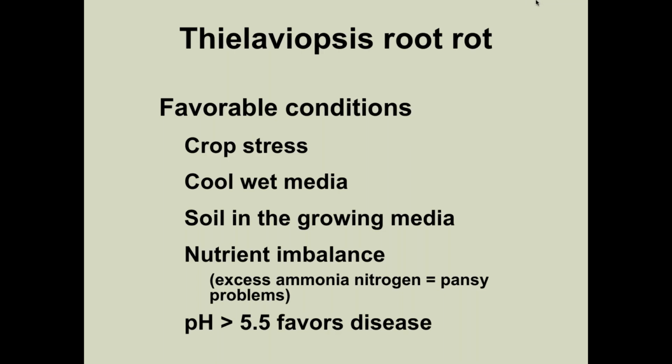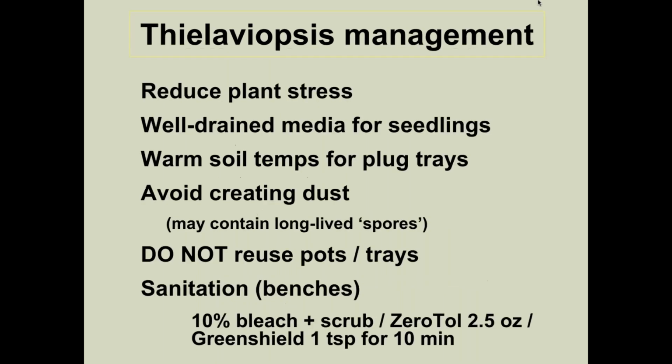pH above 5.5 favors disease. So again, some of those crops prefer to have a little bit more acidic pH. So watch where your pH is for Thielaviopsis root rot. Anything that you can do to reduce plant stress will help manage Thielaviopsis. Make sure that your media is well drained, that you've picked a potting media that drains well for seedlings. The longer it stays moist, Thielaviopsis, and also Pythium. Make sure that you've got warm soil temperatures for plug trays.